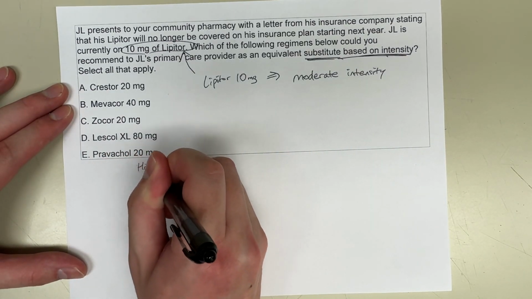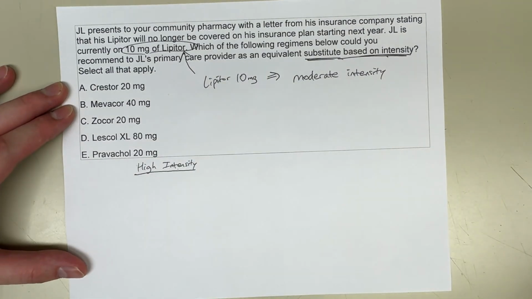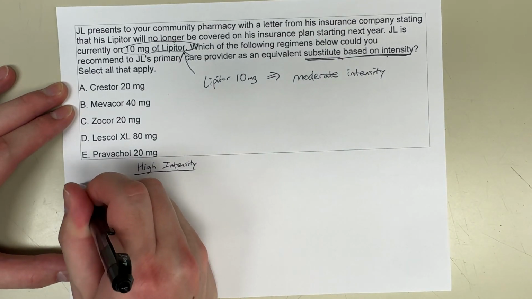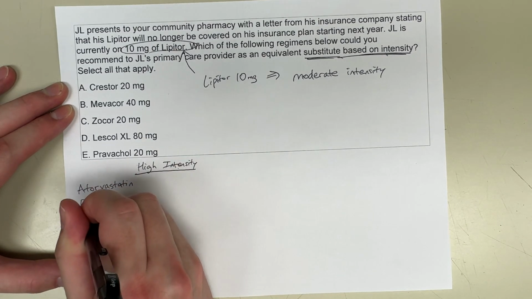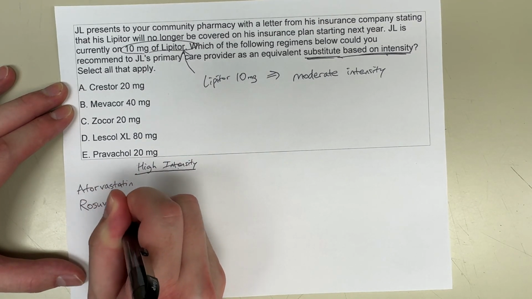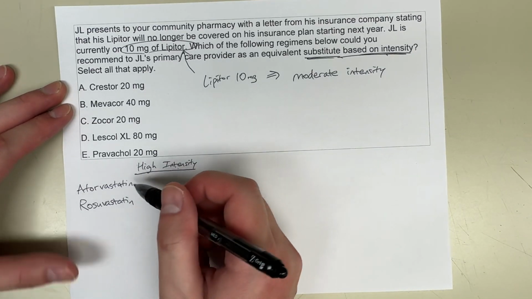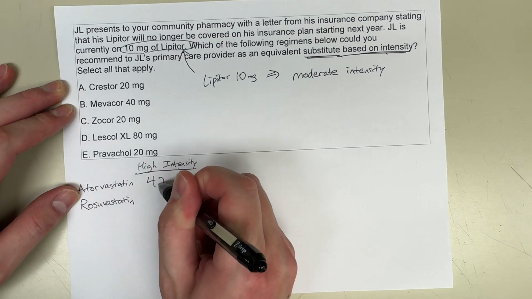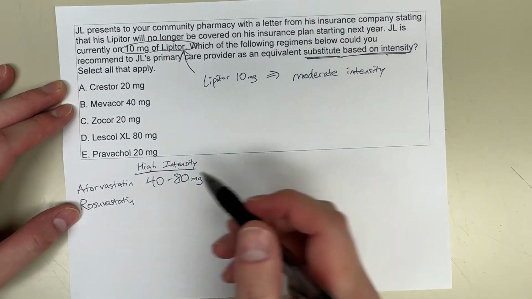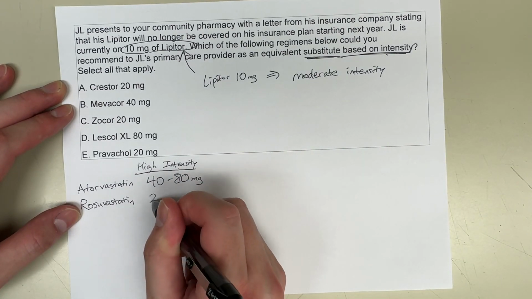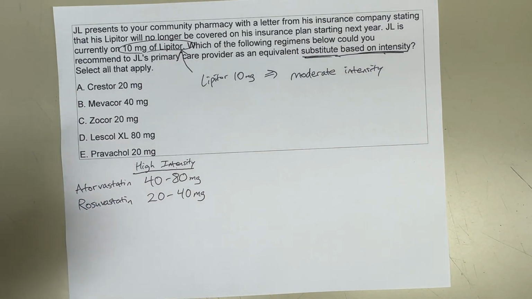You can look up online. I'm just going to show you how I memorize it. So high intensity statins, there's only two of them. Atorvastatin, also known as Lipitor, and rosuvastatin, also known as Crestor. The only strengths considered high intensity for atorvastatin are 40 or 80 milligrams. It only comes in those two, 40 or 80. And rosuvastatin is either 20 or 40 milligrams. That's pretty easy to memorize, just two of them.